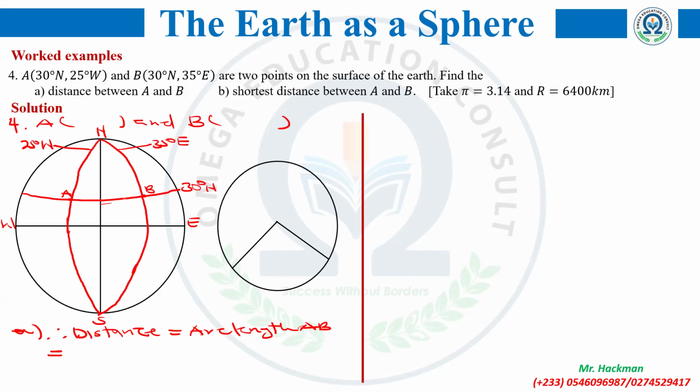In this case, the two points are on a common latitude, true or false? A common latitude, and this latitude here is not the equator. So it is a small circle. So here we are going to get our r. Let me write small r, which we know is equal to big R cos theta.